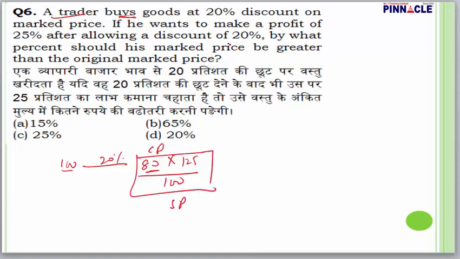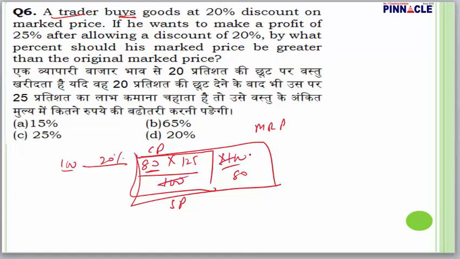After allowing a discount of 20% into 100 by 80, the total has become MRP, meaning the actual price that he should list, that is equal to 125. Now what is the question? By what percentage should its mark price be greater than the original mark price? The original mark price, MRP, was 100. Now it should be 125. 25% more. Answer is C.